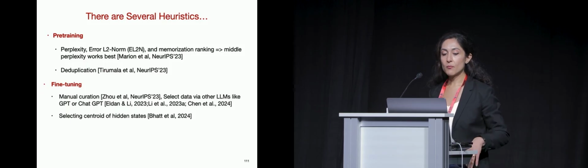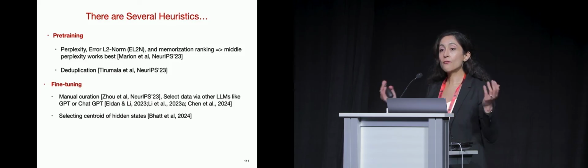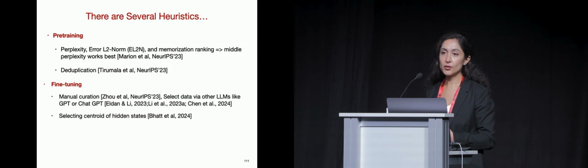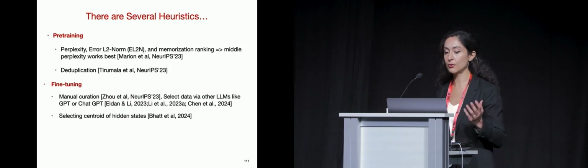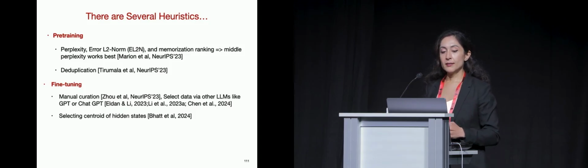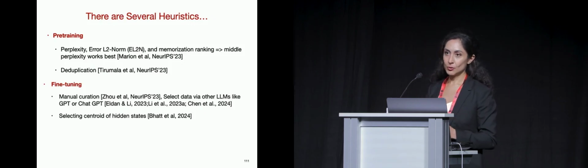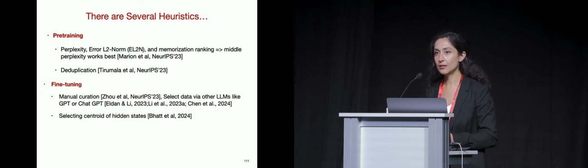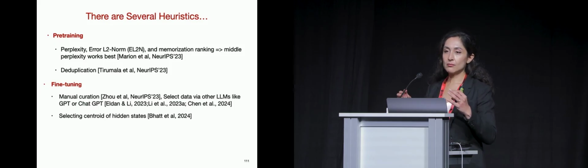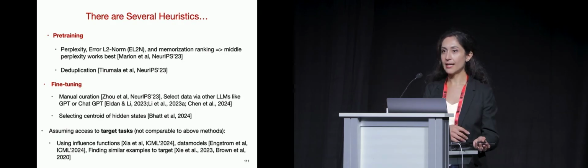For fine-tuning, most of what is explored so far is manual data curation, which kind of confirms the importance of high-quality data for LLMs. It is very useful, but it's super expensive, and it's not something that we can really do very often. Another approach that is explored a lot is using another LLM to select data for training a target LLM. For example, GPT or ChatGPT are explored a lot, and people play with the prompt to find high-quality data to train another language model.